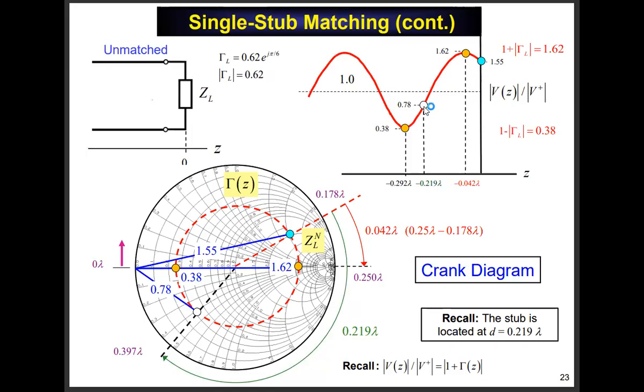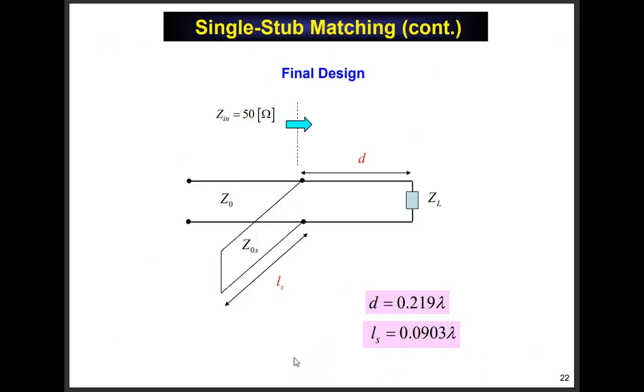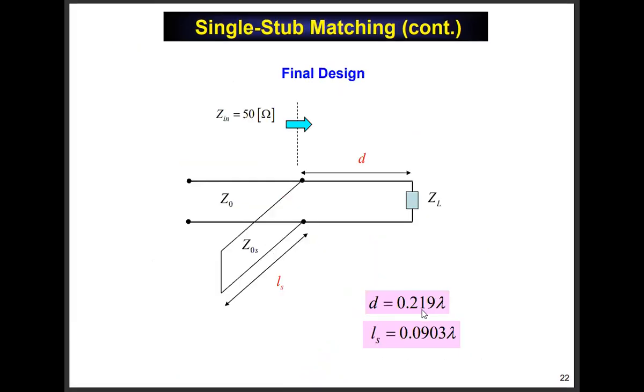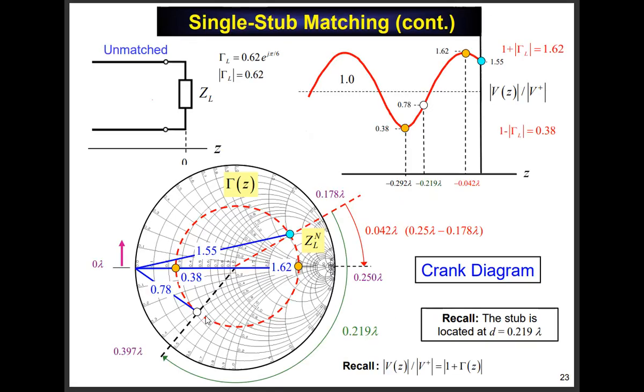z equals minus 0.219 lambda. Notice I went 0.219 lambda from where the load is, and that puts me at 0.397 lambda here on this outer chart. And that's where this white dot is. So it's interesting to calculate what the voltage is at this point right here where I'm putting the stub. In other words, I'm coming back here, looking at the standing wave voltage plot. What is it right when I get to where the stub is? So that's what this white dot is, 0.219 lambda away from the load, because that's what we calculated as where to put the stub.